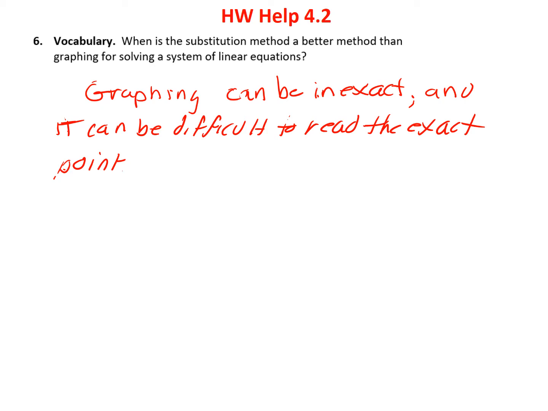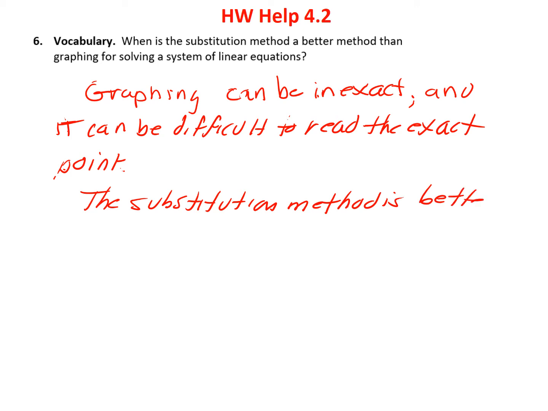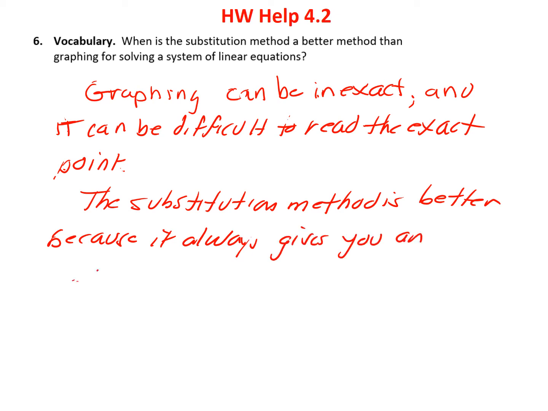A lot of the problems we've done in class have been fairly simple and end up with really nice integers. But if you have a solution that's non-integer, this isn't going to work. And in that case, the substitution method is better because it can give you an exact answer. Because it always gives you an exact answer. All right?